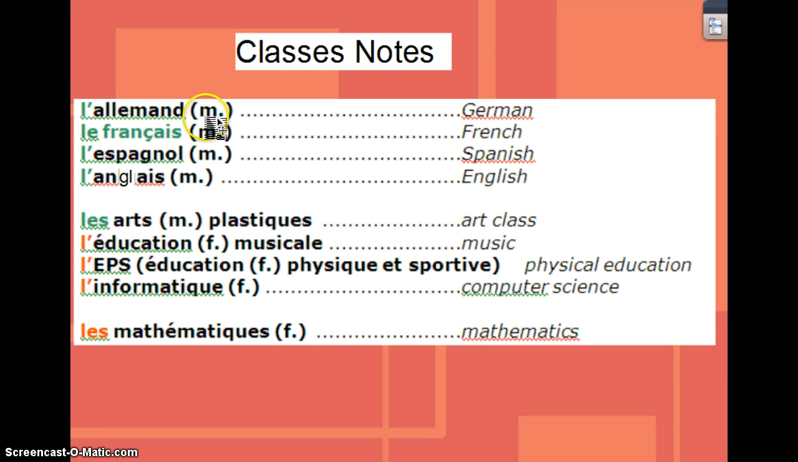Please be aware that all of these that have a small M or F in parentheses, that's them letting you know that it's either masculine or feminine because you can't tell from the article. If it's got an L apostrophe in front of it, it's because the word itself starts with a vowel. If it's got les in front of it, it's because it's a plural word, and you can't tell from L apostrophe or les whether the word is masculine or feminine.